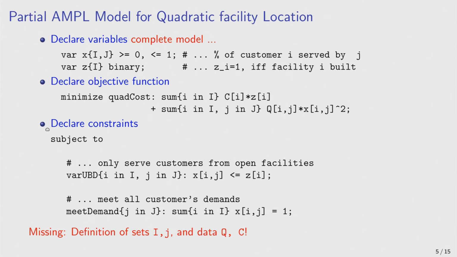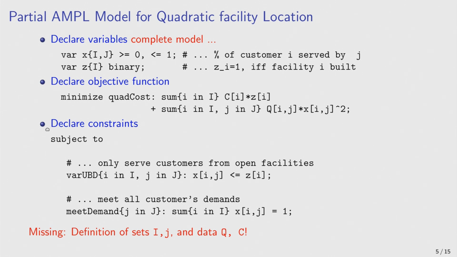Then there's this variable upper bound constraint. So you introduce these constraints. And whenever you have these brackets, that means for all. So think of what's in here. That's a variable upper bound that holds for all I and J. You have this constraint. And then there's a constraint that you have to meet the demand of every customer by summing over the facilities. The fraction of the demand has to be equal to 1. So this looks very similar to what you're familiar with from math notation, which is really nice.